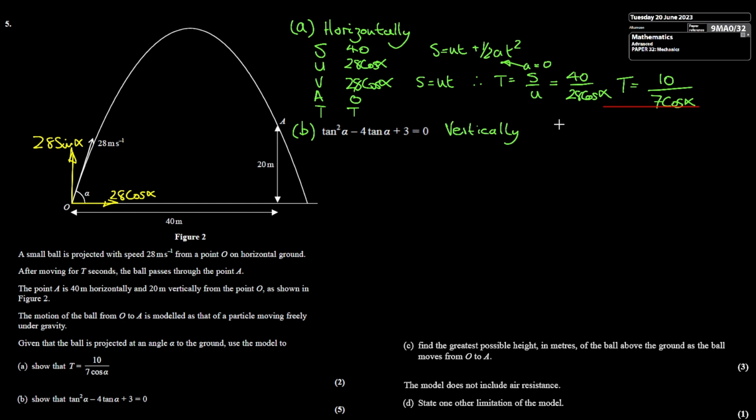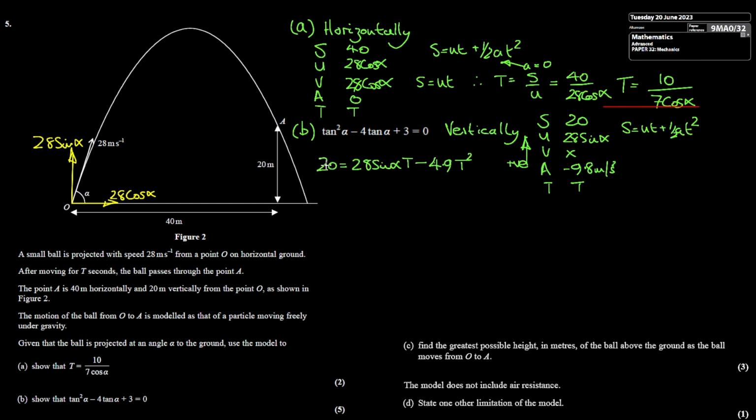So vertically, suvat, and let's choose that direction as positive. The positive change in displacement is a positive 20. The u is 28 sine alpha. The v is, we don't care. The acceleration is negative 9.8 meters per second squared, and the t is t. Again, the equation that links these variables will be s equals ut plus a half at squared. So let's substitute our values in and see what we get. 20, the displacement, here's ut, and this is a half a, 4.9 t squared.